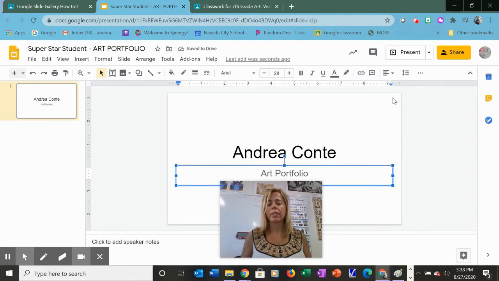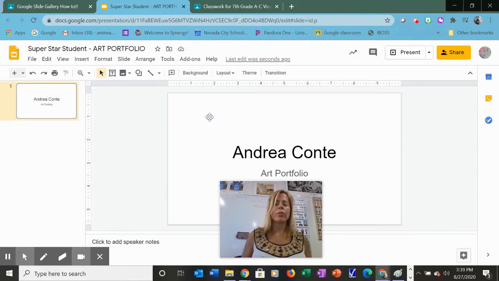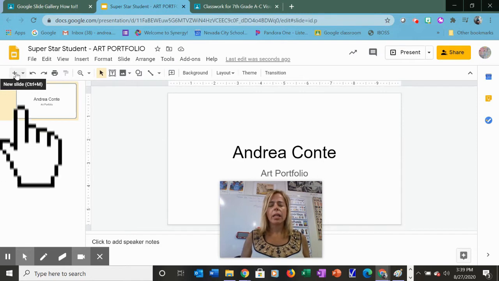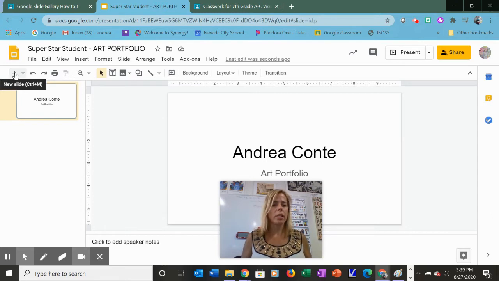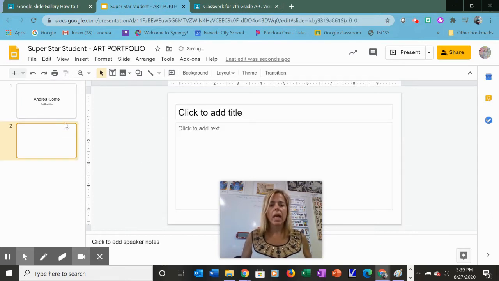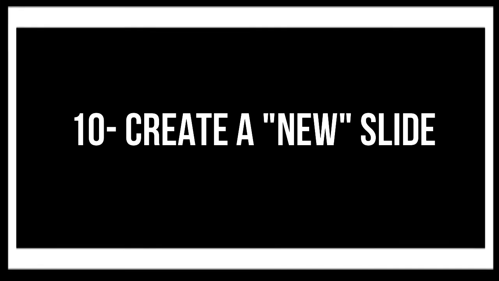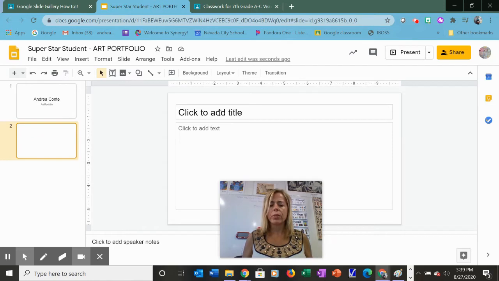So now you have your first slide. If you don't know how to add another slide, you are going to find this plus sign on the left hand corner of your menu. I'm highlighting it right now. All you have to do is click on that plus, and it automatically, see, you have slide number 1, you're onto slide number 2. This is not the format we are going to use for creating our slides.